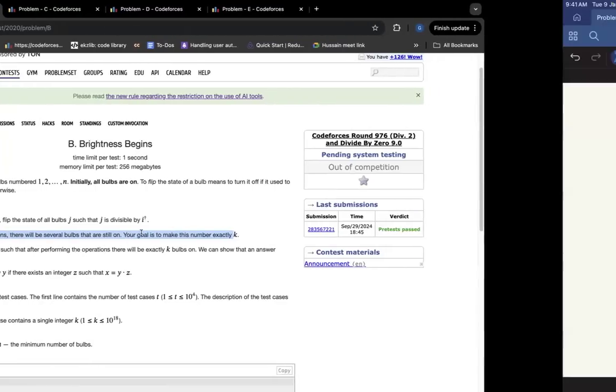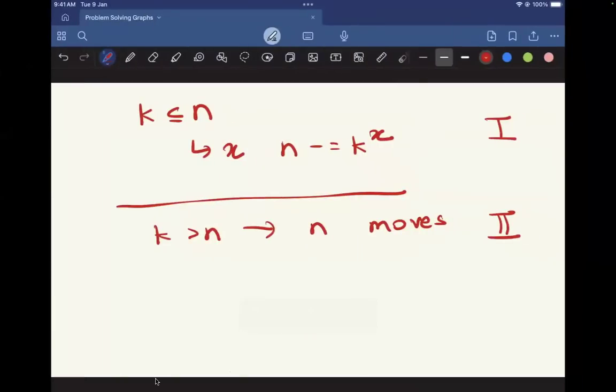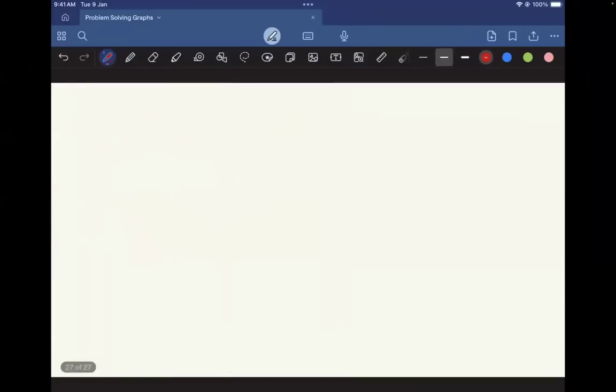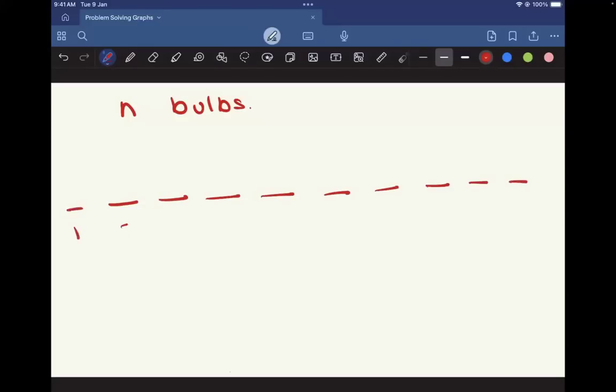Okay, so guys, this is actually a very, very famous problem. The problem is as follows. You are given n bulbs. All right. And let's say there are like 10 bulbs. All right. 1, 2, 3, 4, 5, 6, 7, 8, 9, 10. Initially, each one is on. Let me represent it by 1.